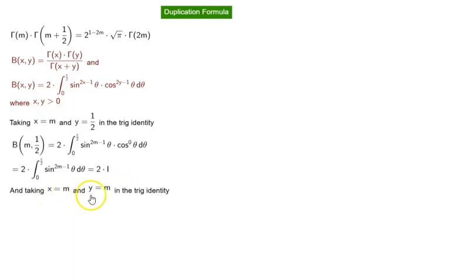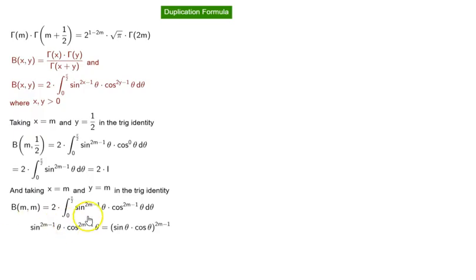Taking x equal to m and y equal to m. By the way, why are we doing these specific substitutions? Because here we have m and half, and here we have 2m, which is nothing but m plus n. So x and y are both m. Now if we do those substitutions, we get beta of m comma m is equal to 2 times the integral 0 to pi by 2 of sine to the power of 2m minus 1 theta times cos to the power of 2m minus 1 theta d theta.